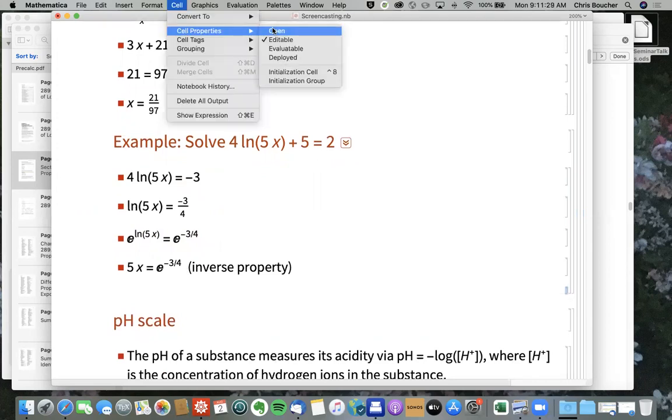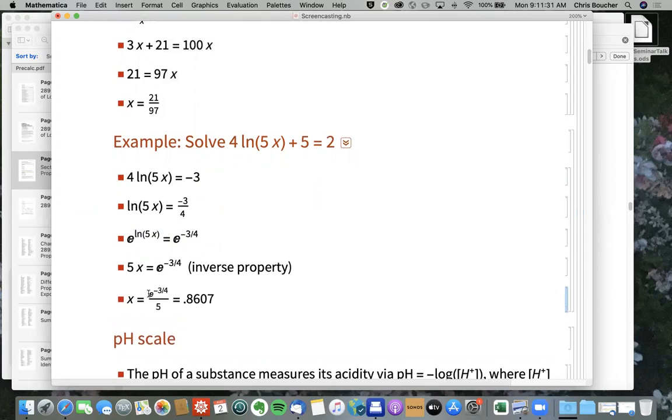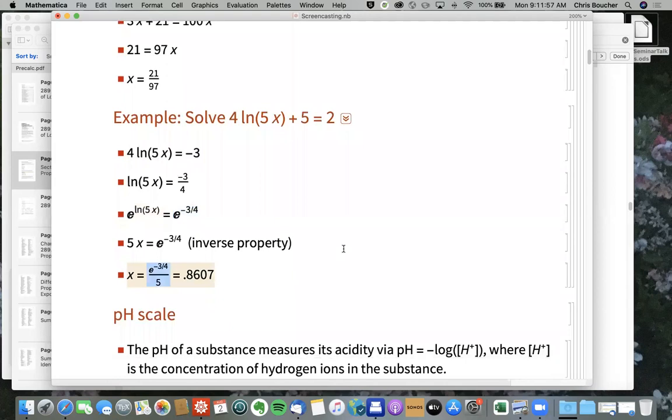Notice a couple things. First of all, e is just a number, right? So e to the negative 3/4 is just some number. And so this whole thing is just some number that I can compute on a calculator. It comes out to 0.8607. Also, again, while you could have got a decimal for this up here, best practice is to do all the computing at the end of the calculation, just load the whole thing into a calculator to minimize round-off error.